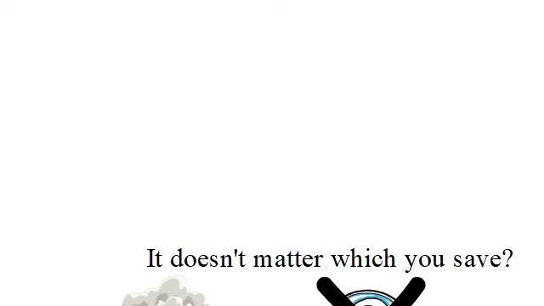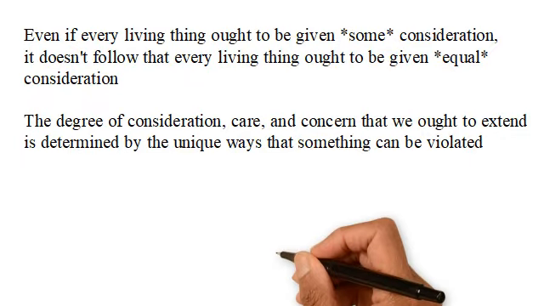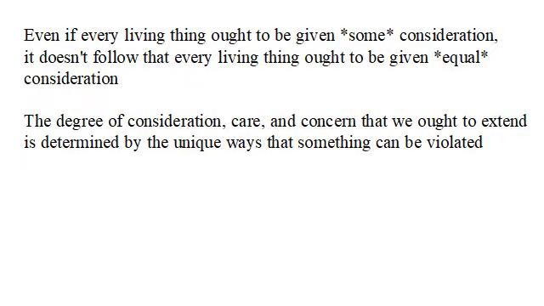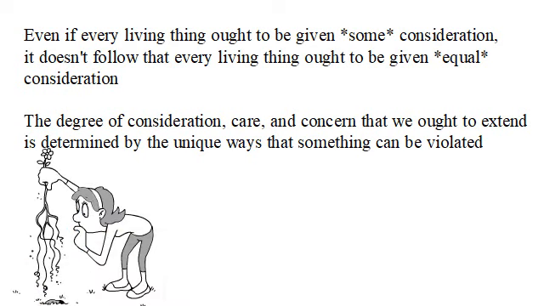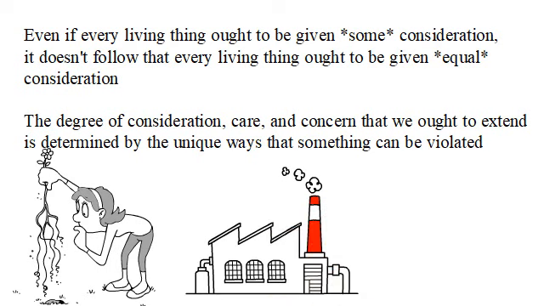So, how could we possibly justify a non-egalitarian perspective? Even if it is true that the biocentrist is correct in saying that every living thing ought to be given some direct consideration, it doesn't follow that every living thing ought to be given equal consideration. It seems reasonable to say that the degree of consideration that we are required to give a certain thing is determined by the unique ways in which that thing can be violated or wronged. We certainly can violate plants by uprooting them from the ground for no morally overriding reason, and we may even violate natural ecosystems and habitats by depleting them and polluting them.